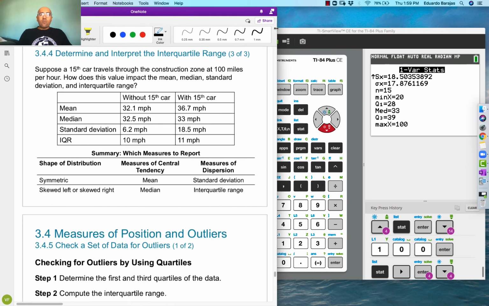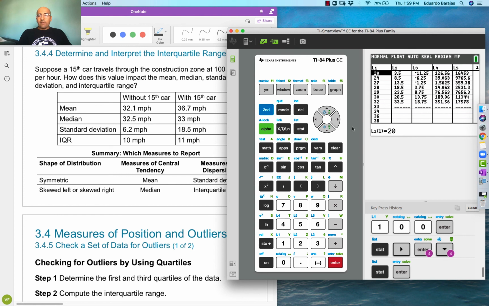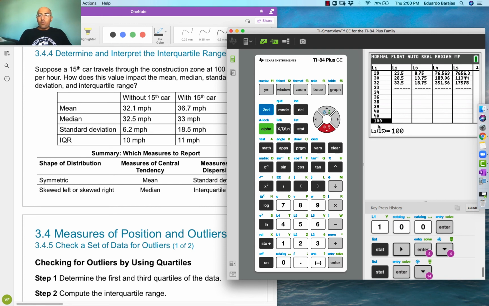Okay, so what can we conclude from seeing this? We added one more value, and note that 100 is very, very large compared to the rest of the values. We had speeds of 20, 24. Remember, the speed limit was 25, I think. 27, 28, 30, 30, 32, 33, 34, 34. We had a lot of speeds, but then one person just blew everyone else out of the water. We have an unusually high number, 100.